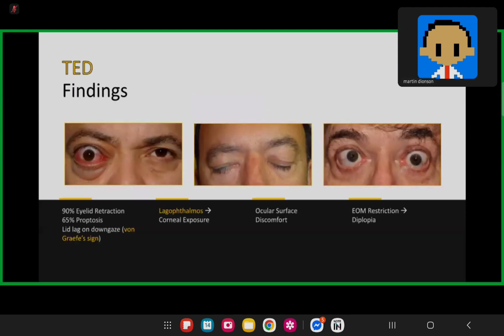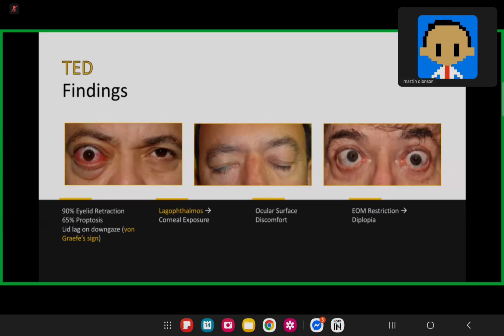So these are the common findings. 90% will present with eyelid retraction. So if you look at the first photo, both your upper and lower eyelids are retracted. When you compare it to the left eye, the right eye is more open, right? So that means your eyelids are retracted. So it's opening up.